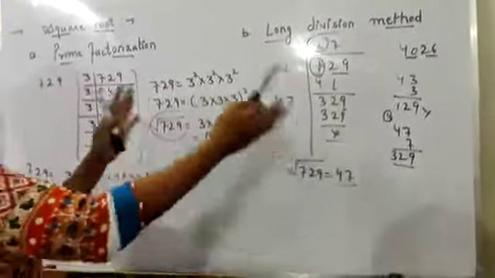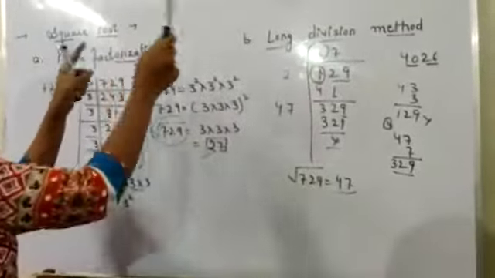Now it's your wish, you can use any of these two methods to find the square root of a given number.